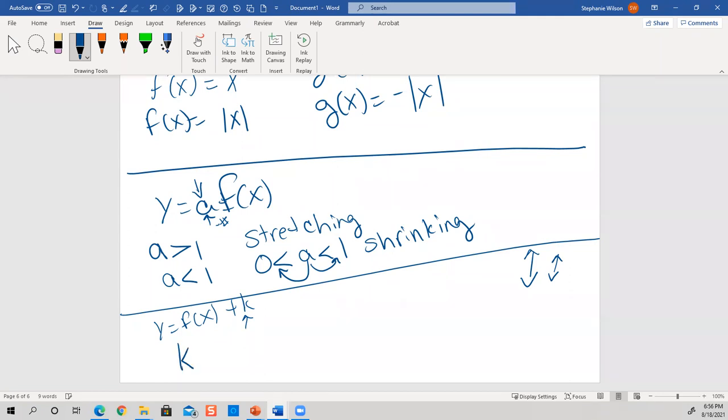If k is greater than 0, and remember our function has a positive there, then we're going to move that whole entire function up. We're going to bring it up, move it up. If k is less than 0, then that function would drop however many units k is.